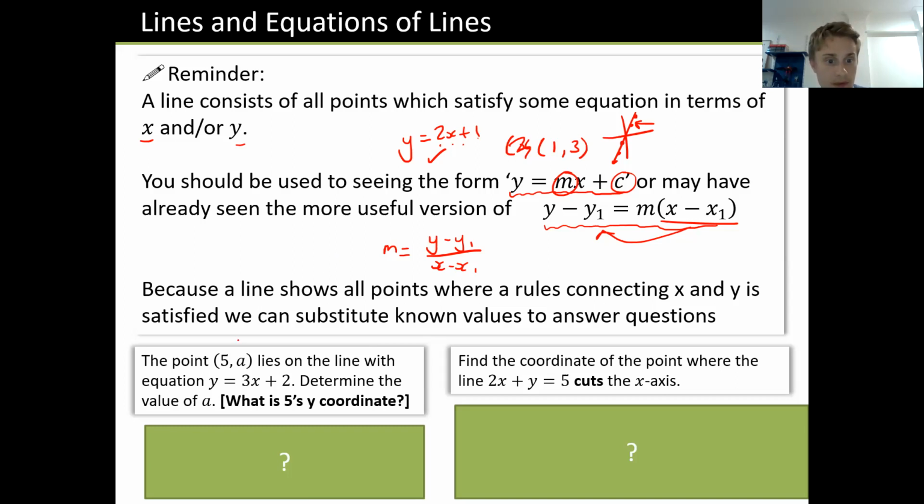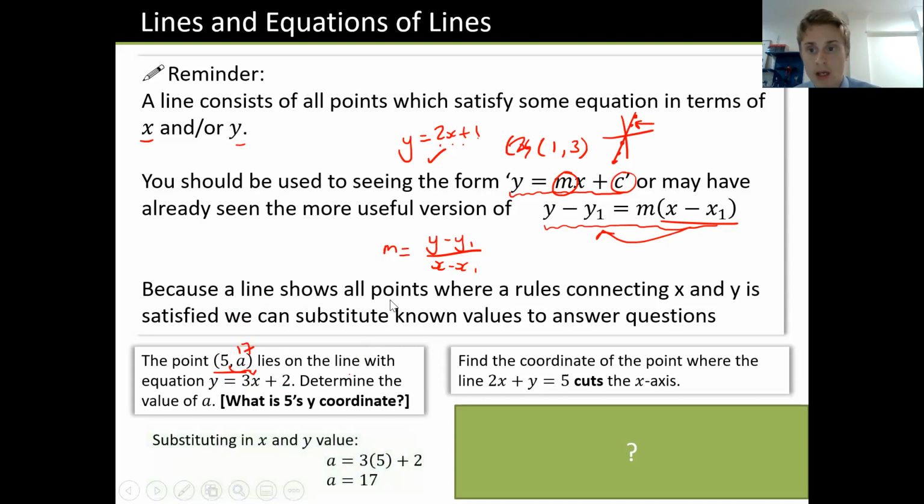Okay, let's do a couple of questions. So 5, a lies on the line. Right, so let's stop there. What does it mean if a point lies on the line? It means it follows the rule. So the 5, if we're following the rule, what is the y value from the 5? Well, you put the 5 in, 3 times 5 is 15, plus 2 is 17. So 5, 17 is a pair of x and y values that are on the line.